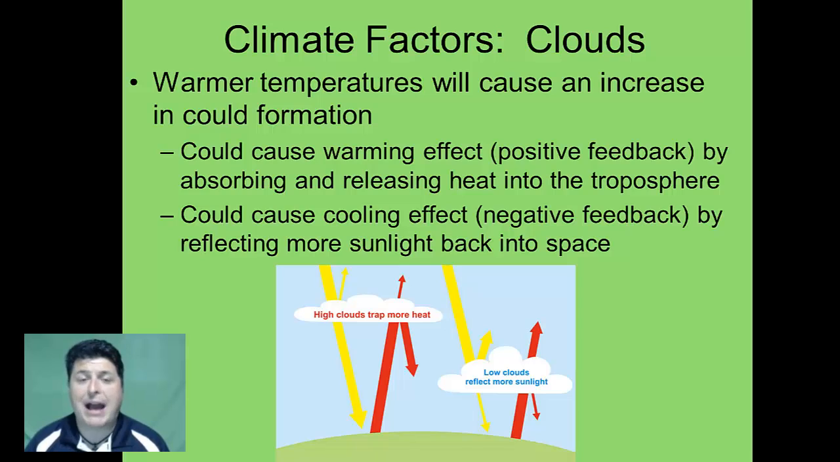Clouds can also act as both a positive and negative feedback system. Clouds could have a positive feedback if they're formed really high in the atmosphere. If they're formed high in the atmosphere, they can absorb and release heat back into the troposphere. But if clouds form lower in the atmosphere, they can actually act as a negative feedback system and cause a cooling effect by being able to reflect more sunlight back into space.